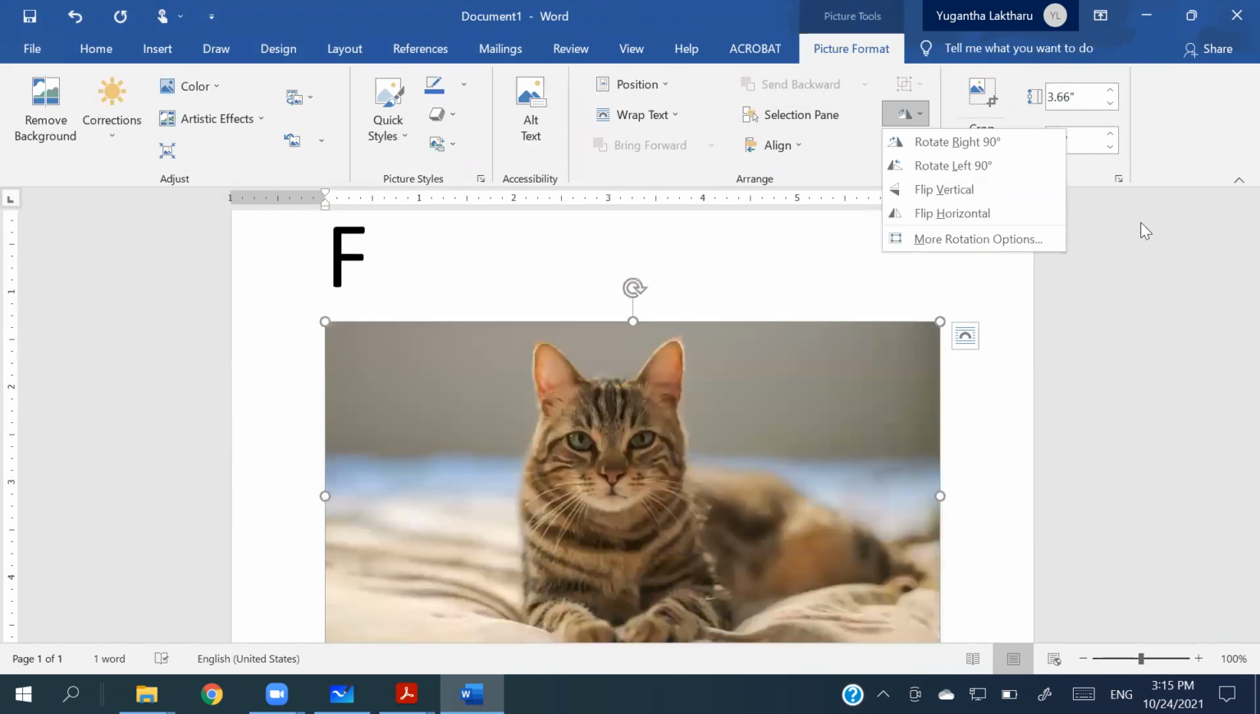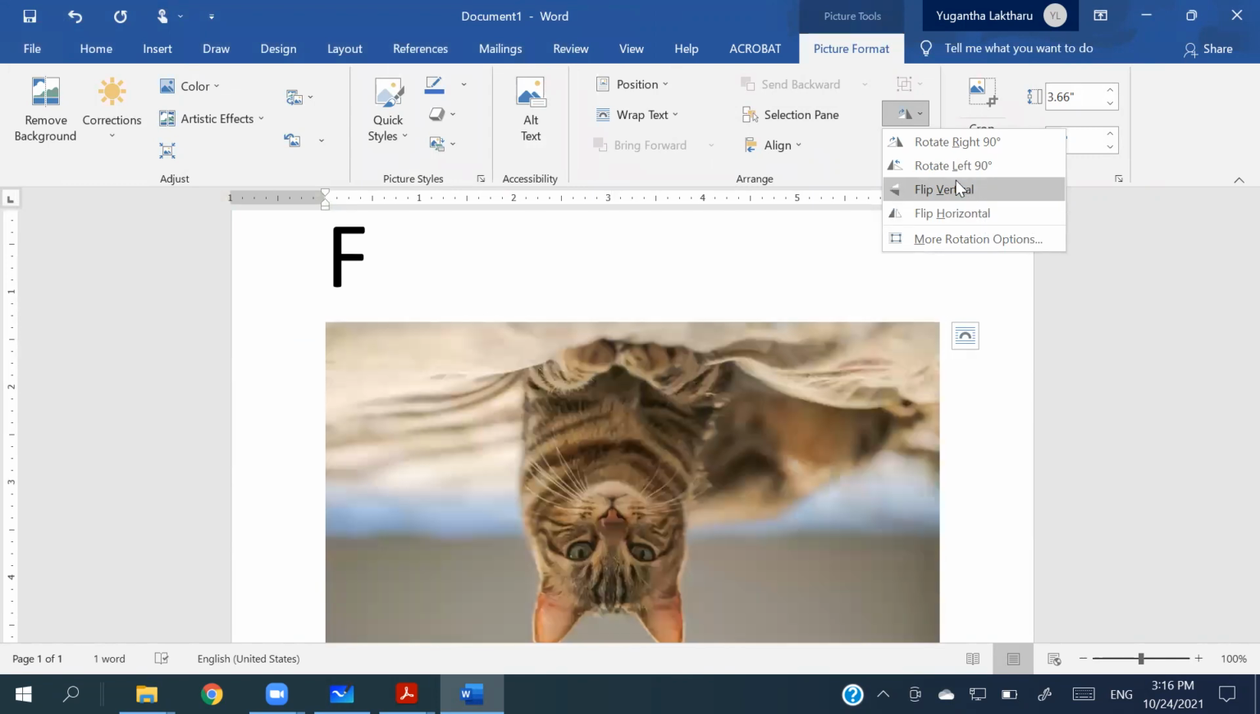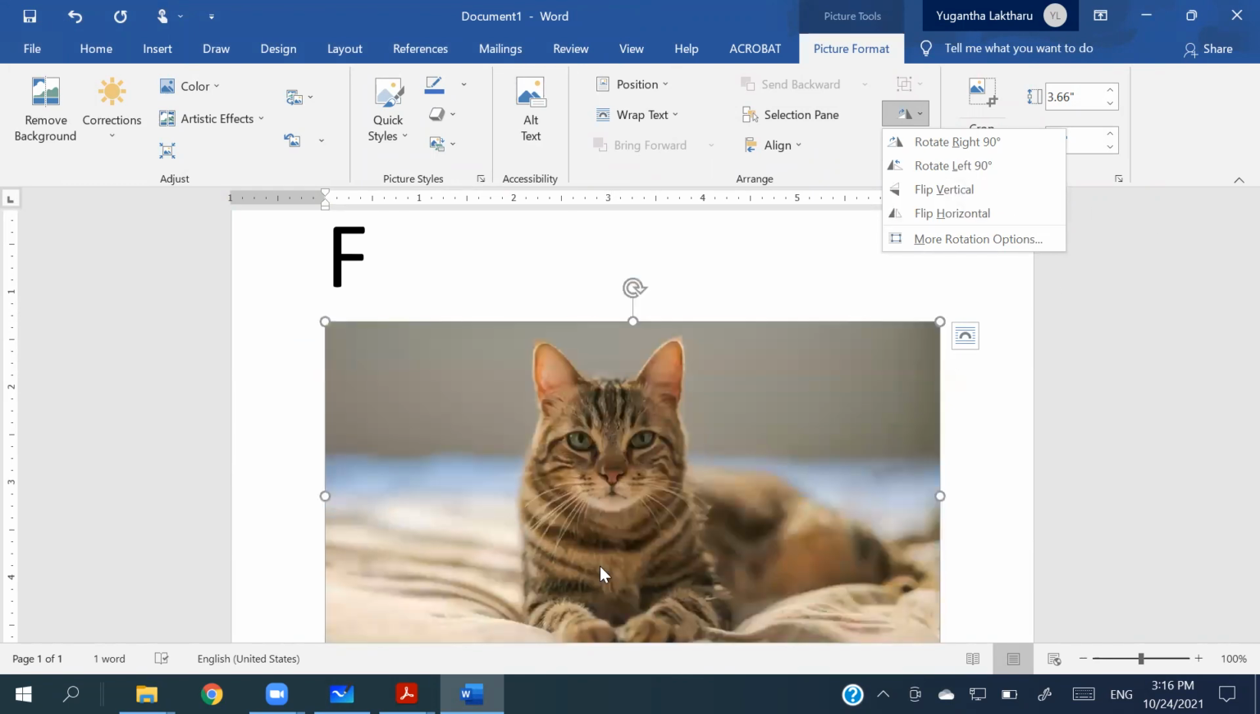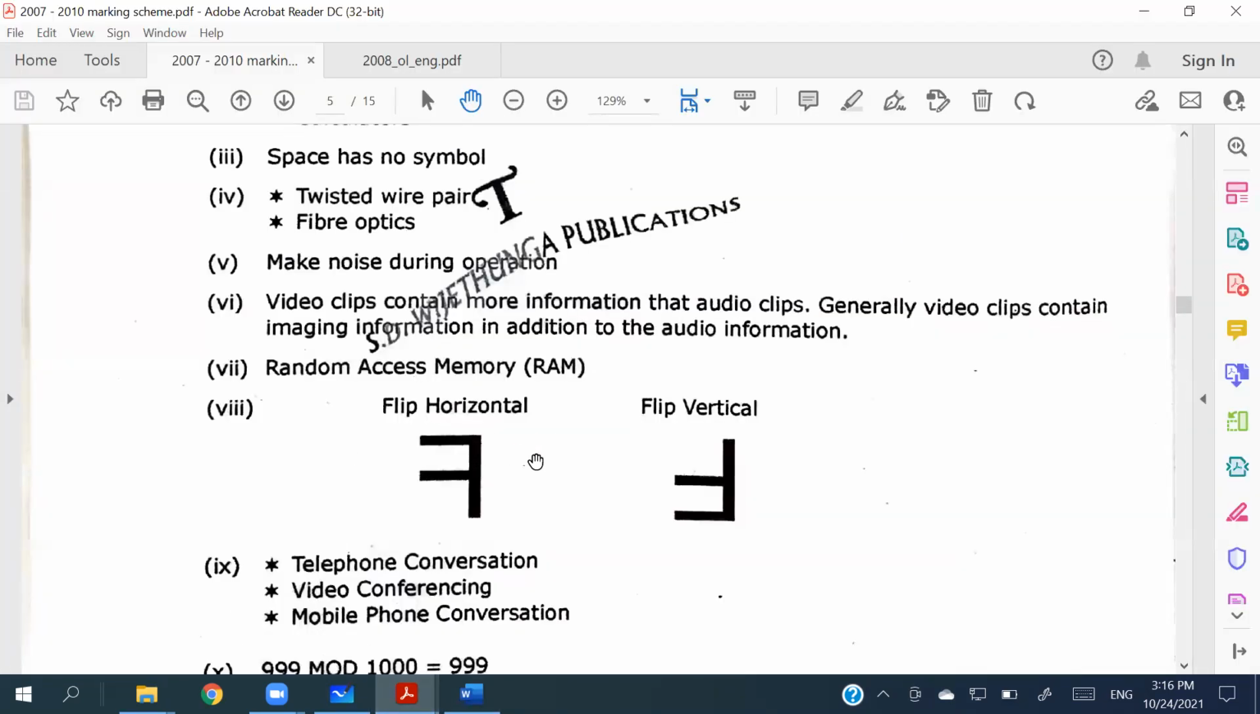So horizontal flipping will change the side, like it takes left into its right. Flipping vertical is upside down. So that is why the answer for flip horizontal is going from left to right, and flipping vertical goes from top to bottom.